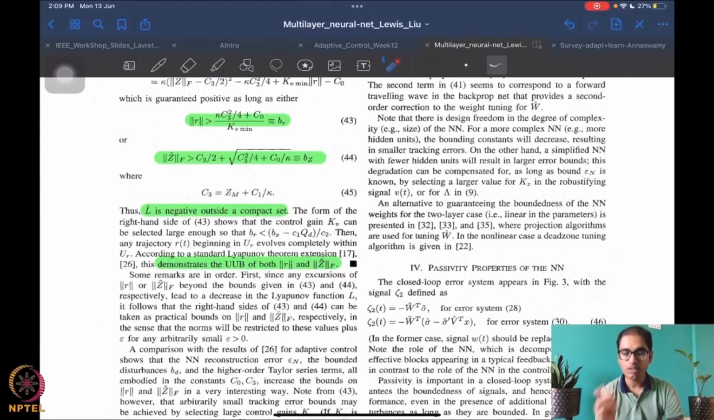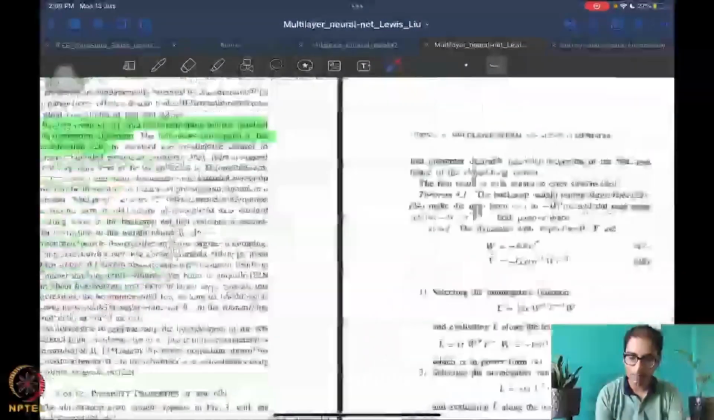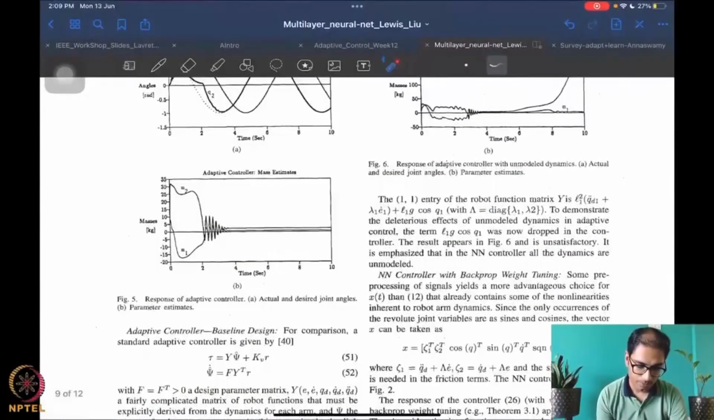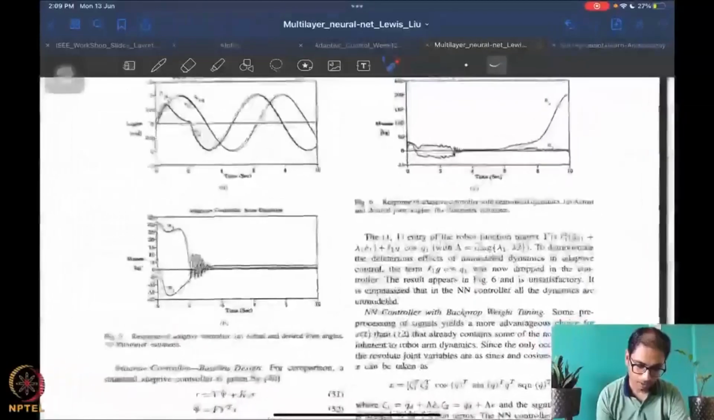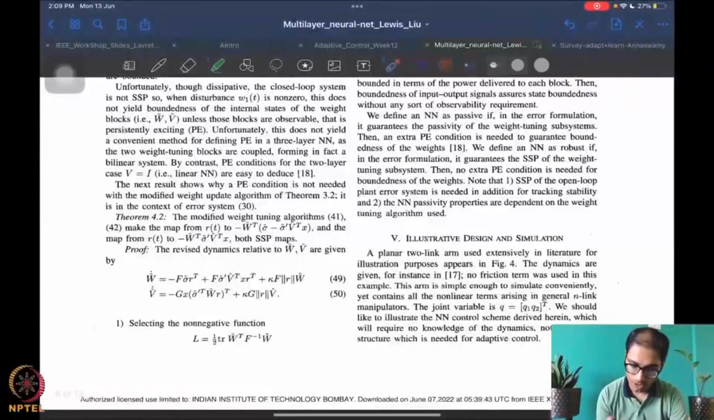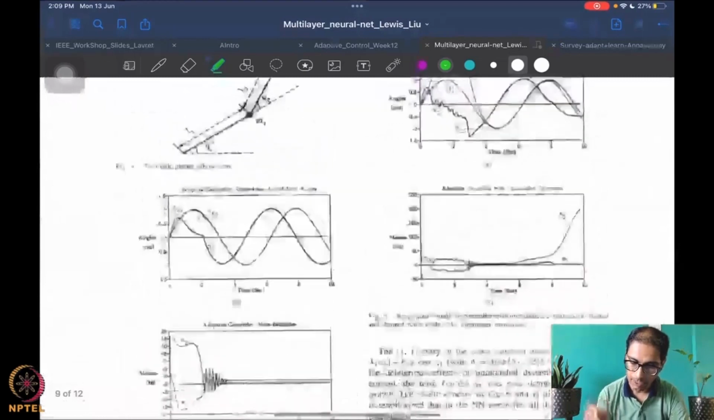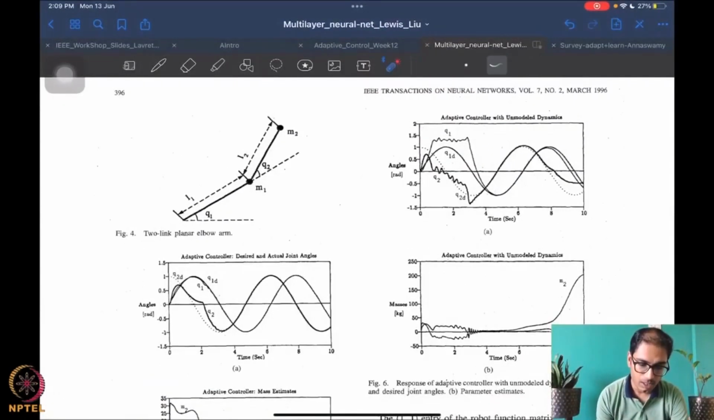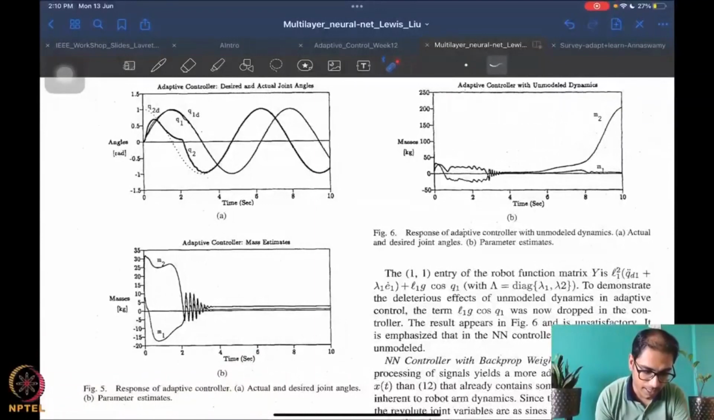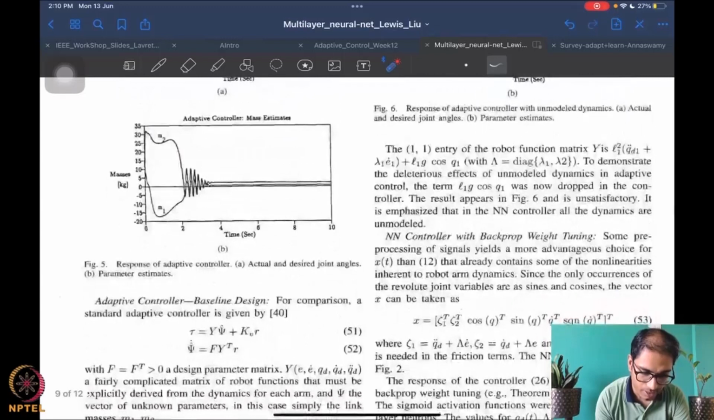As I mentioned, we will not look into the passivity properties of the neural network right now. We want to just quickly look at a design, right? So this is a standard adaptive control for a two-link robot, a planar two-link arm. This is a standard setup for a lot of experiments in adaptive control, right? Then you have the desired and actual joint angles here. So you have Q1 desired and Q2 desired, right?